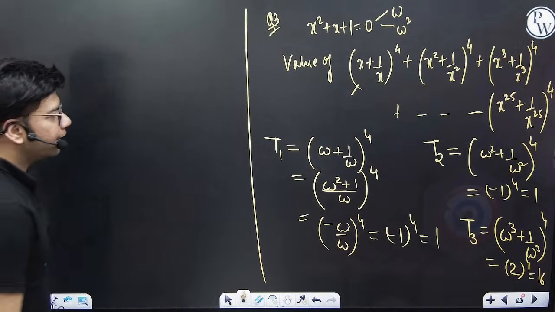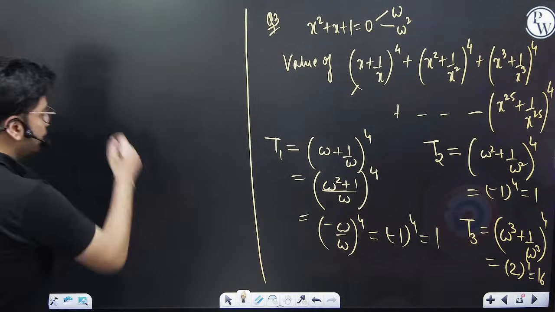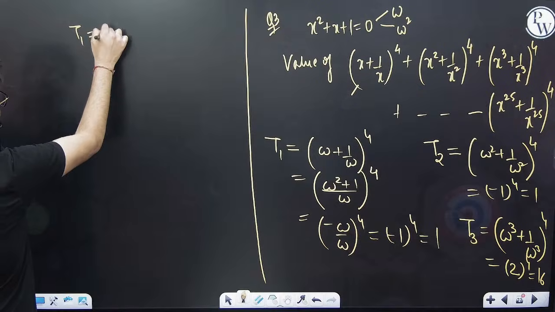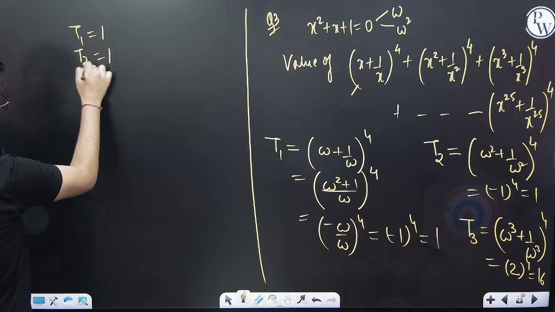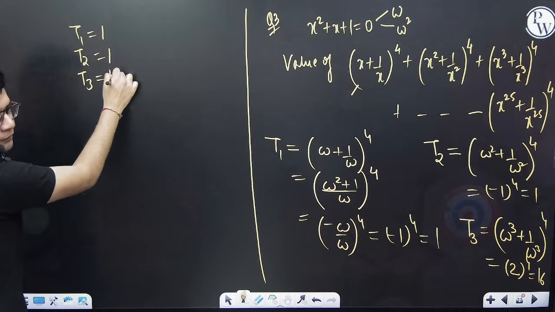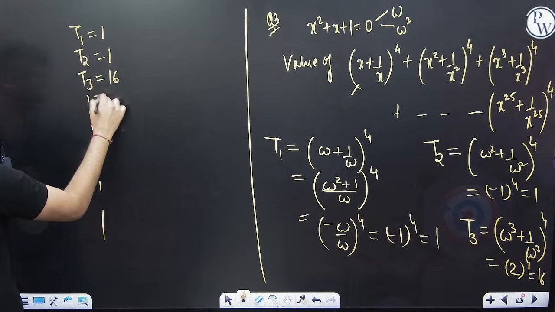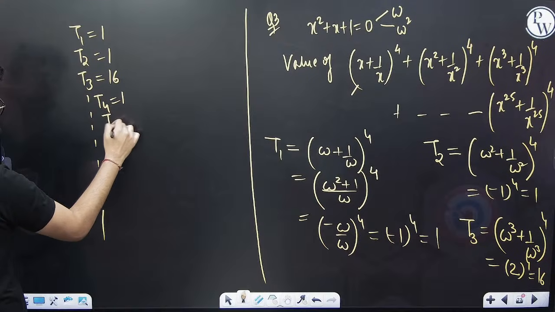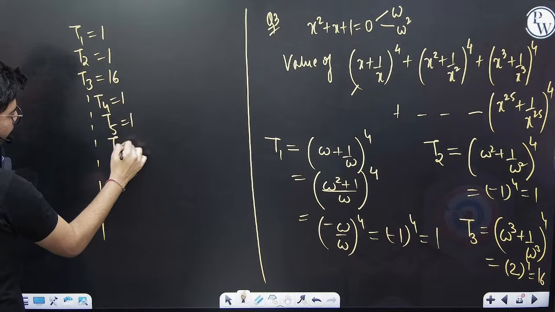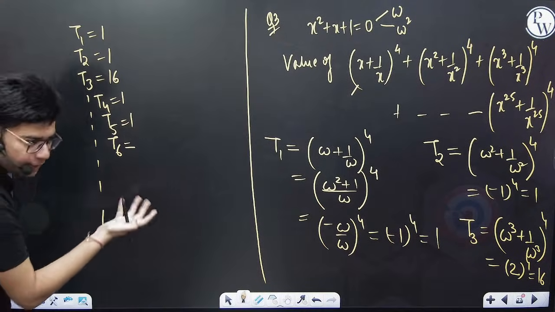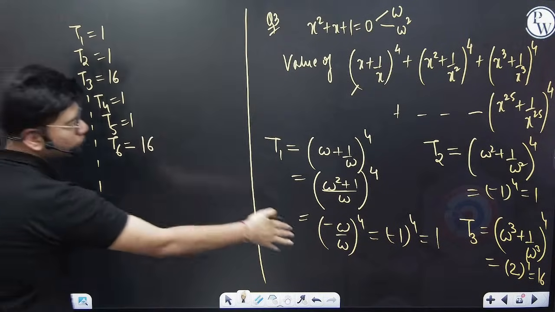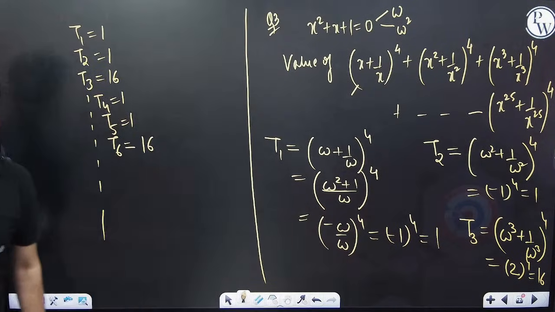So what can I conclude from these three terms? T1 is coming out as 1, T2 is coming out as 1, T3 is coming out as 16. And the same fashion will keep repeating. T4 will again come out as 1, T5 will again come out as 1. And the moment you get multiples of 3, the value will come out as 2 raised to the power 4, which is 16.